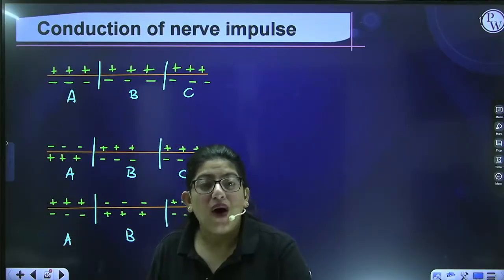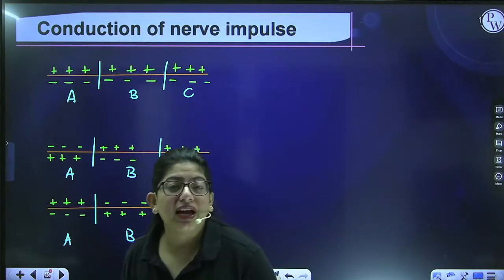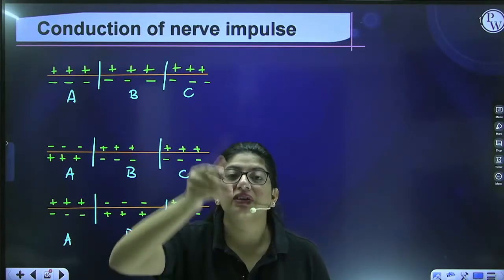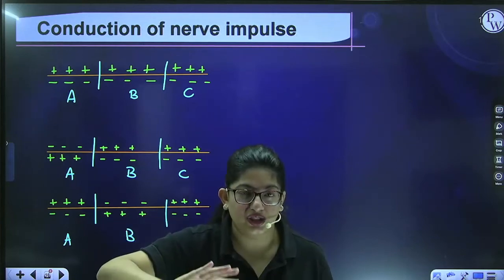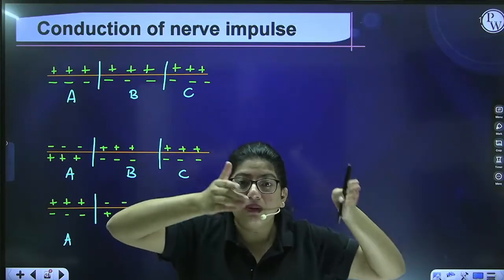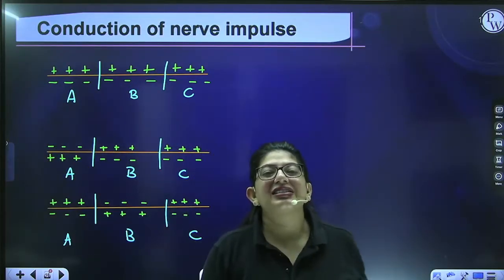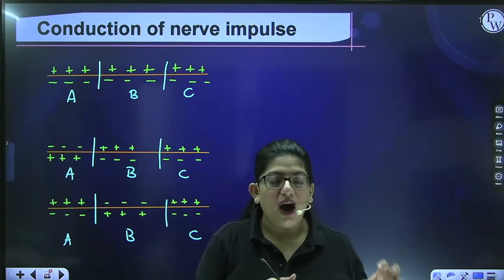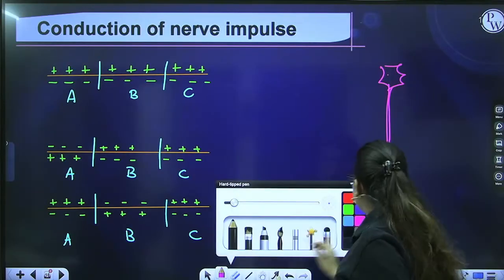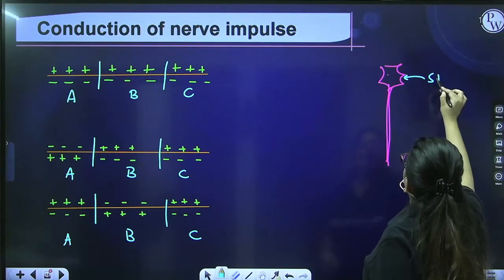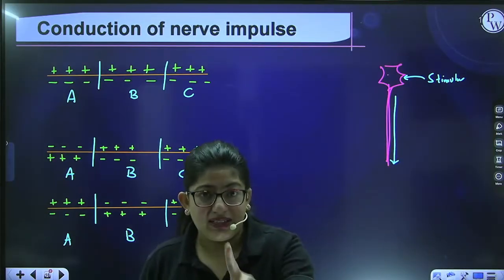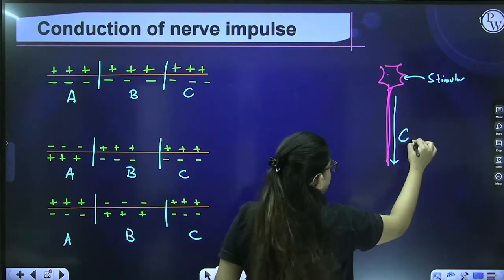Conduction. See, one is generation of nerve impulse: how with the help of a stimulus at one particular position, the resting membrane potential has been reversed and has caused depolarization. Now how the depolarization that has taken place by the stimulus in that segment moves to the entire body, that is conduction. For example, if this is one neuron, imagine the stimulus has arrived here, then how does it move towards the entire neuron? That is your conduction.